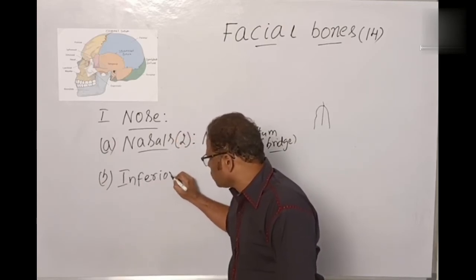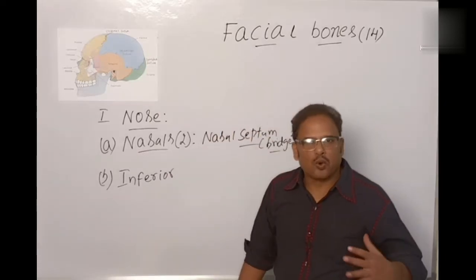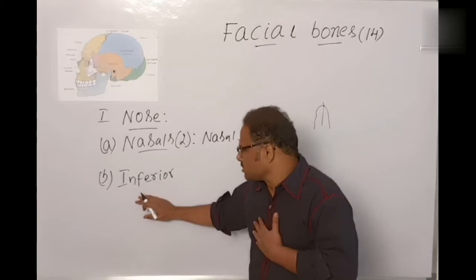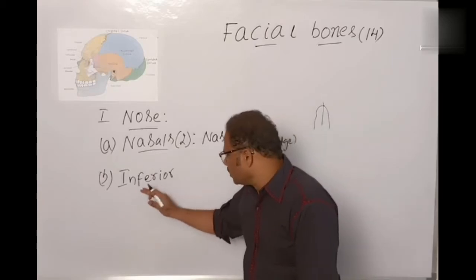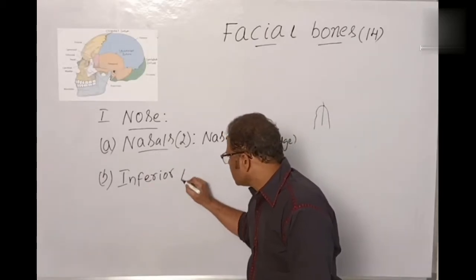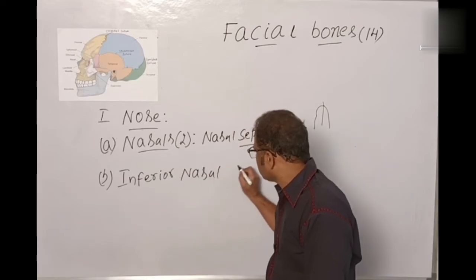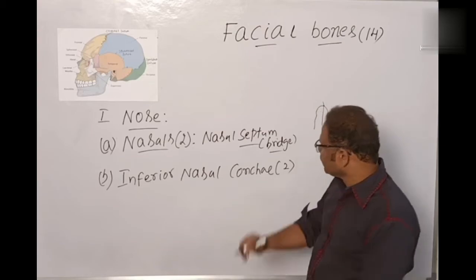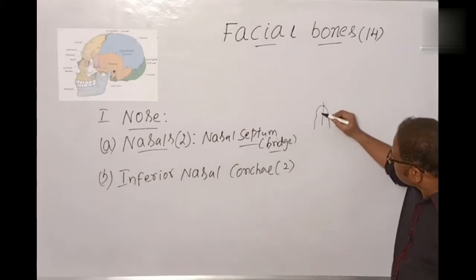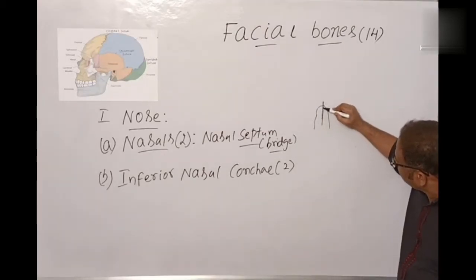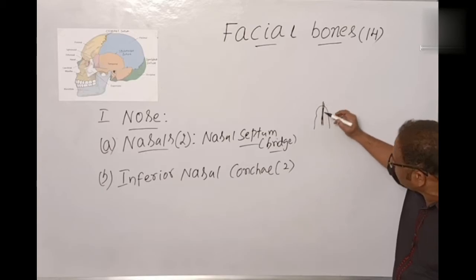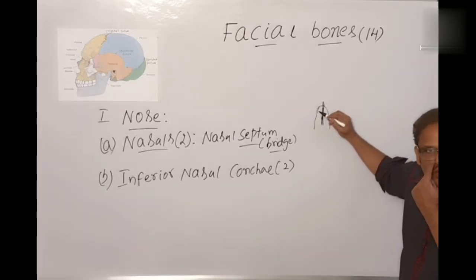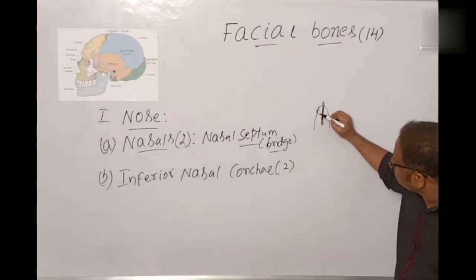Some people say it one way and some people another; whatever the pronunciation may be, I prefer to say conchae. So, inferior nasal conchae. These are also 2 in number. They form the lateral sides. This is the bridge, and we have discussed that 2 nasal bones are there. And here, on the lateral side, is the nasal cavity.